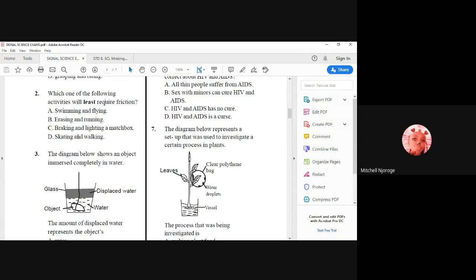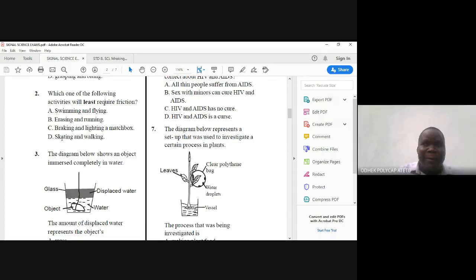50-50, but you skate, eh? Now, when you are skating, there is something that normally makes a break. We need friction, therefore, for us to break, eh? So, where we don't need friction totally is swimming and flying.